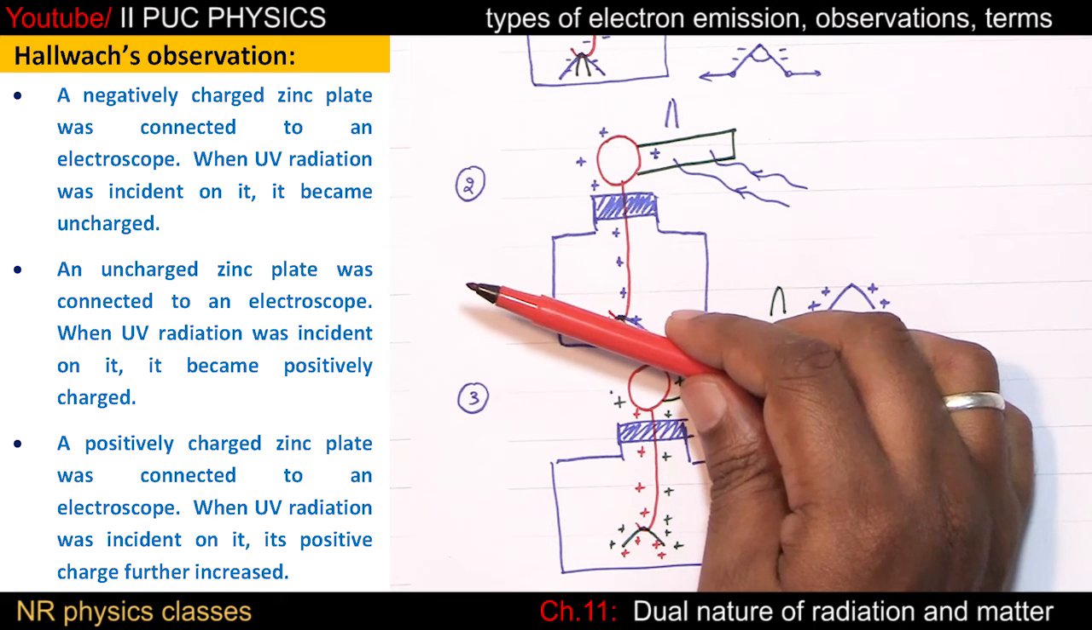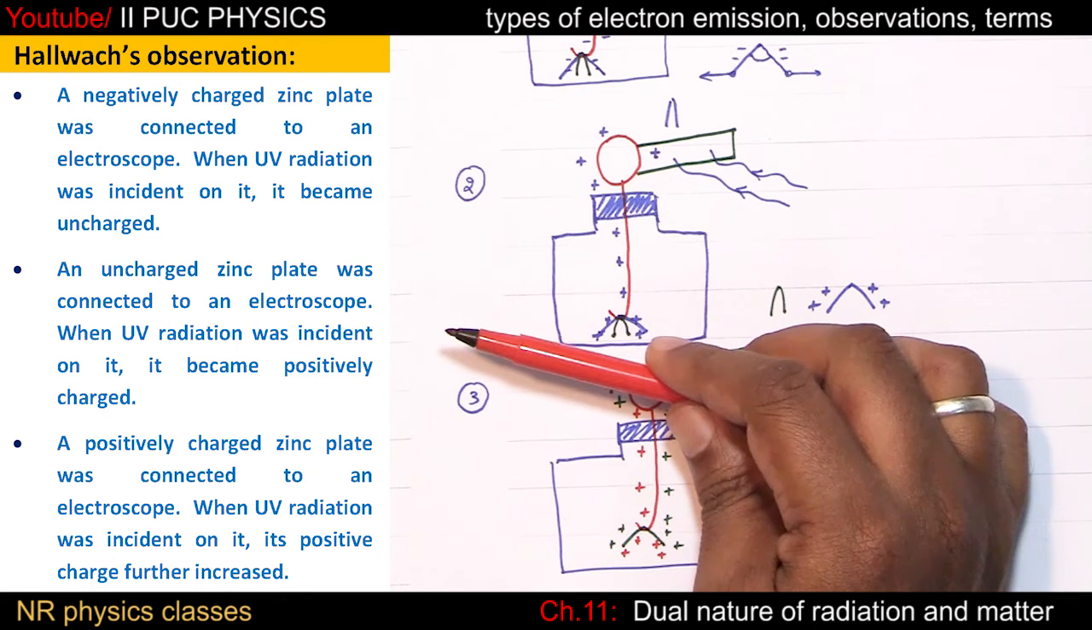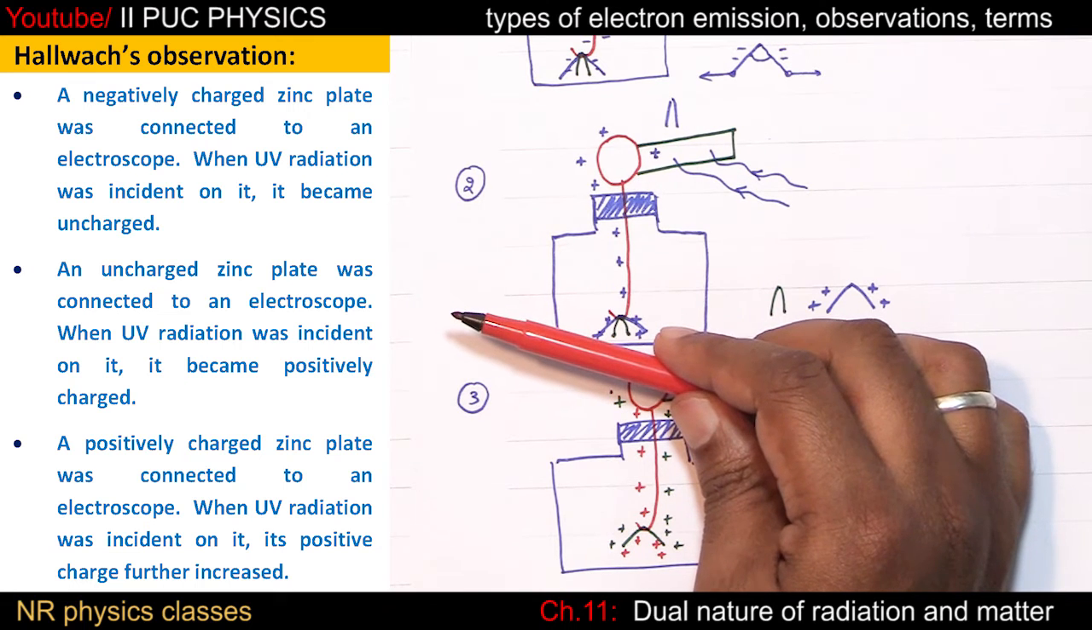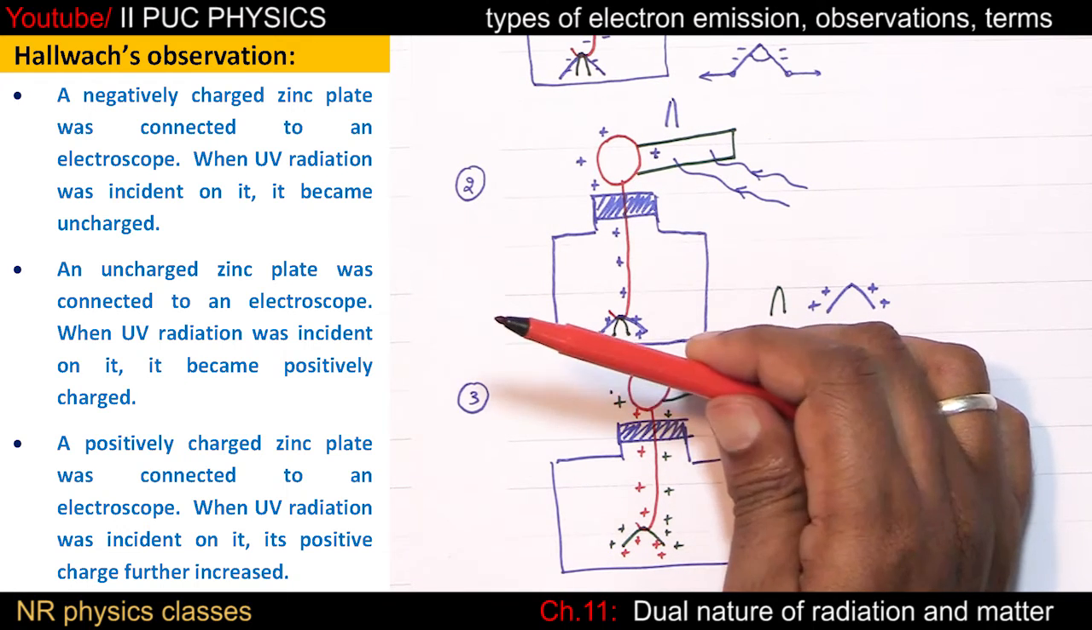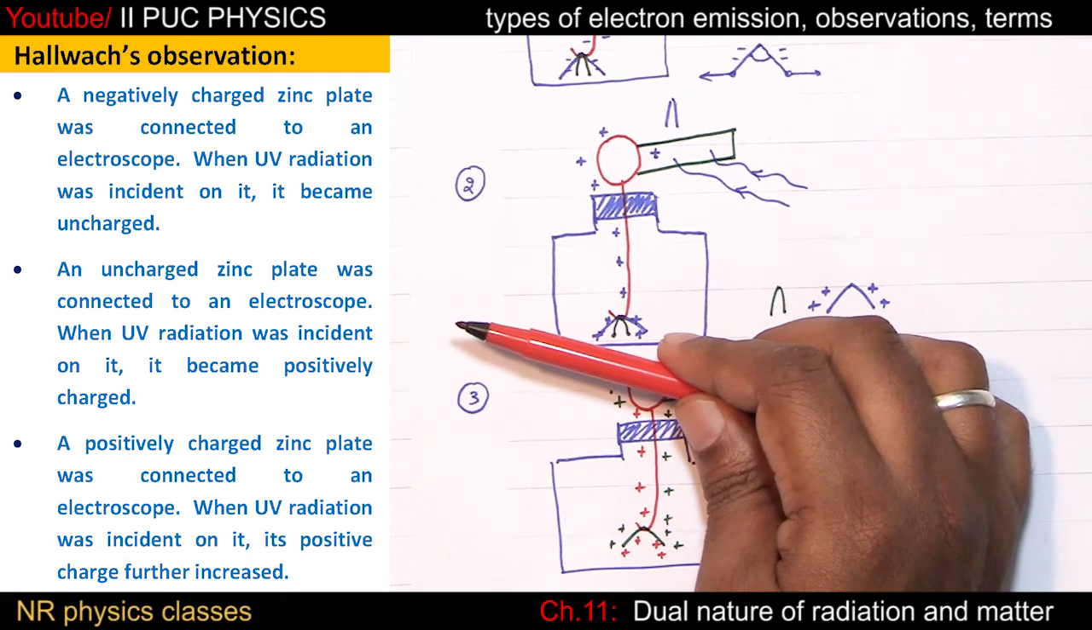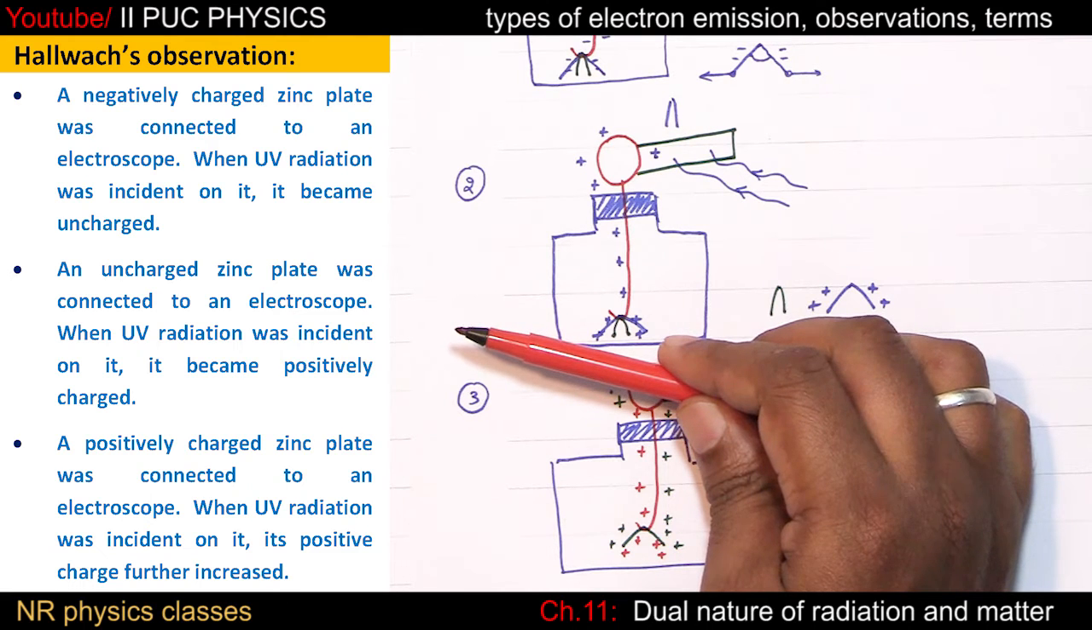Now go through Hallwachs' observation. A negatively charged zinc plate was connected to an electroscope. When ultraviolet radiation was incident on it, it became uncharged. Second, an uncharged zinc plate was connected to an electroscope. When ultraviolet radiation was incident on it, it became positively charged. Third case, a positively charged zinc plate was connected to an electroscope. When ultraviolet radiation was incident on it, its positive charge further increased.